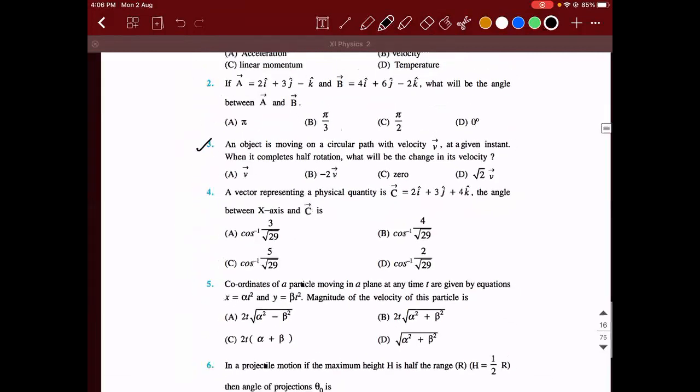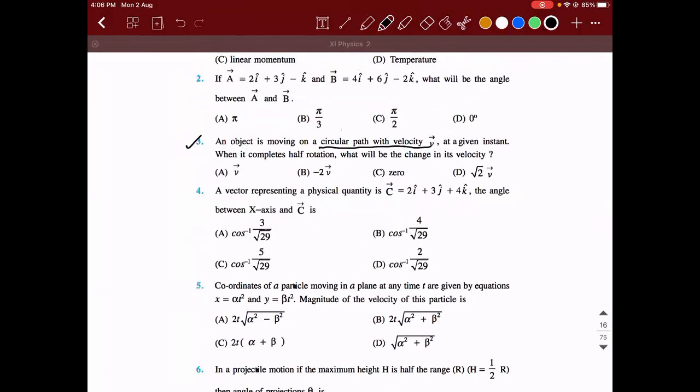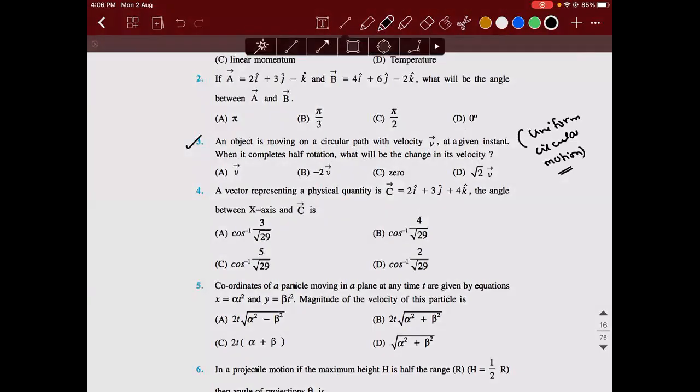So there is an object which is moving on a circular path with velocity v vector at any given instant. When it completes half rotation, what is the change in its velocity? One thing they should have mentioned is it should be a uniform circular motion. It is then you can solve the problem with the given data. So if there is an object in a uniform circular motion moving with velocity v at a given instant, when it completes half revolution, what will be the change in its velocity?